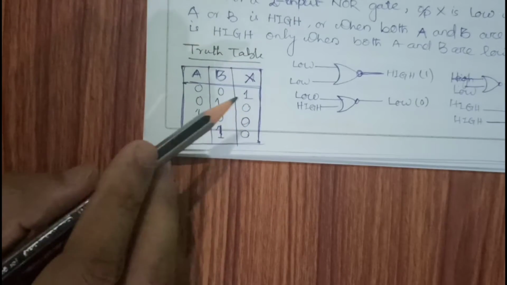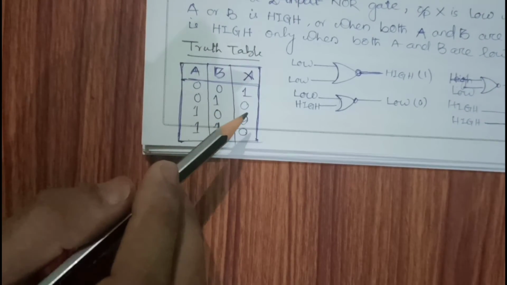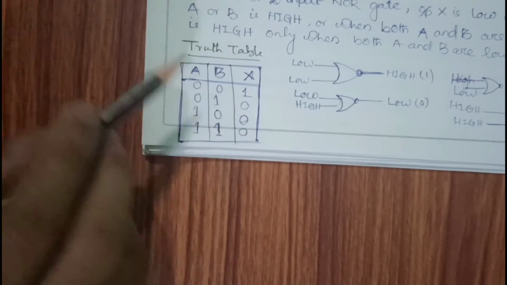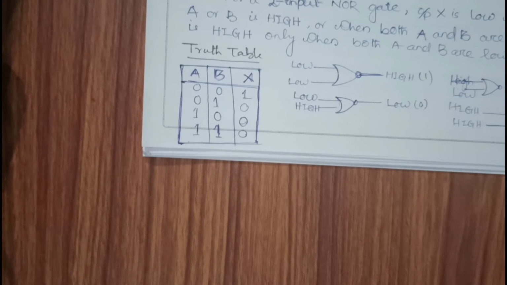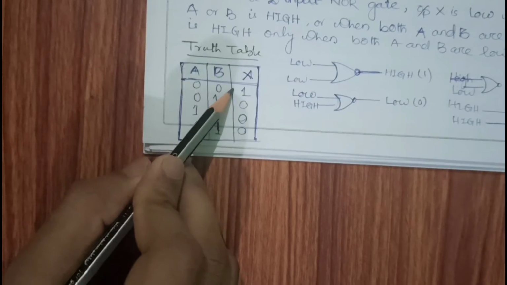So this is the truth table for the OR gate. What is the NOR gate? What is the truth table for OR gate? If both inputs are 0, output is 0. Then you have to invert it here. When both inputs are 0, my output is 1. Okay.